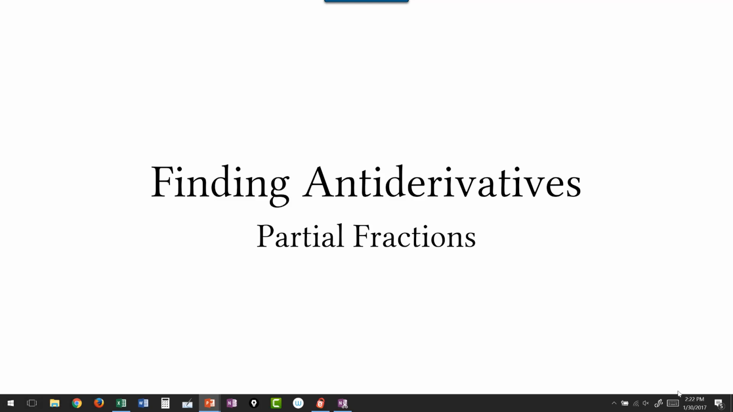So far we've seen a couple of different methods for finding antiderivatives. Those have included u-substitution, which is based on the chain rule, and integration by parts, which is based on the product rule. Today we're going to take a look at the method of partial fractions, and this is based on the idea of finding common denominators when adding fractions.